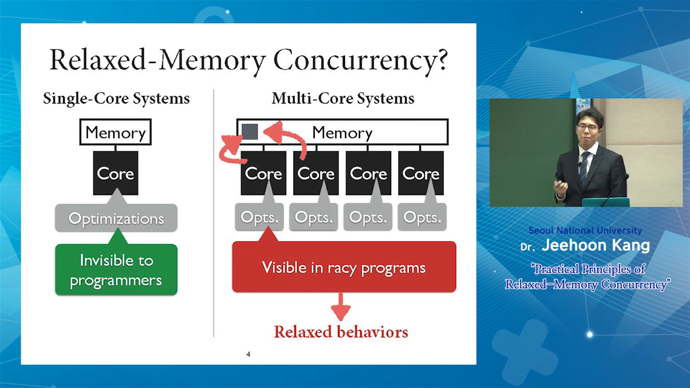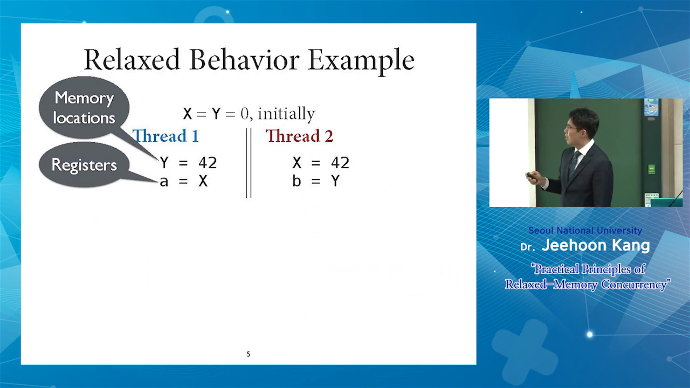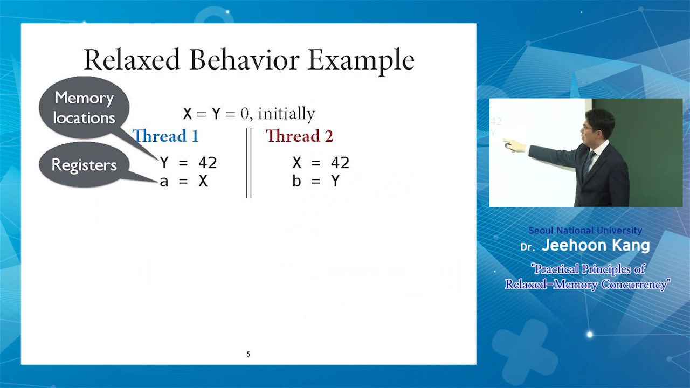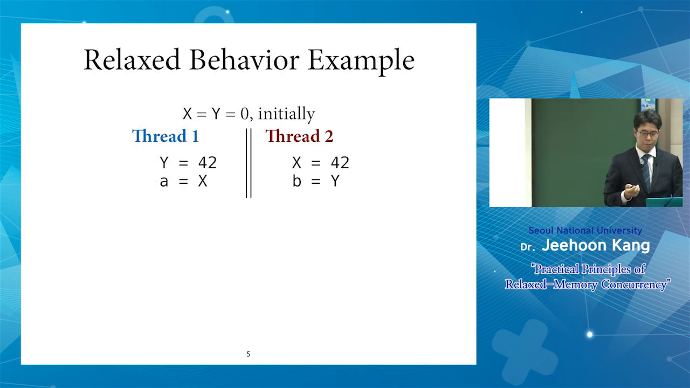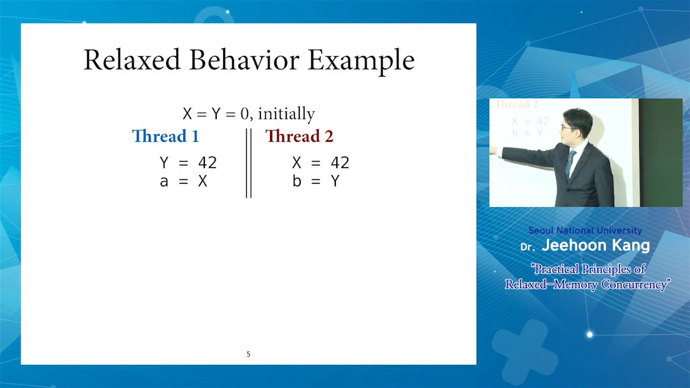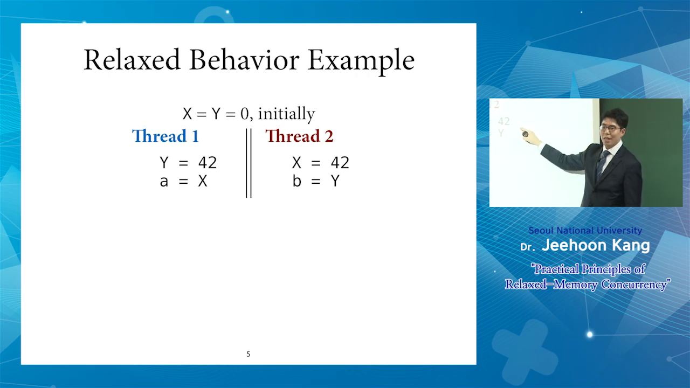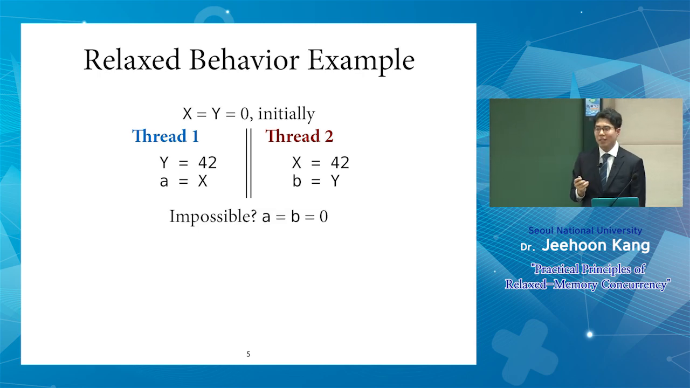Now, let me give you an example of this relaxed behavior. From now on, suppose that these big letters are the shared memory locations that are initially set to 0, and these small letters are thread-local registers. In this program, thread 1 first writes 42 to y, and then loads from x. On the other hand, thread 2 writes 42 to x, and then loads from y. Now, the question is, is it possible to observe that a and b are both 0 at the end of the execution?